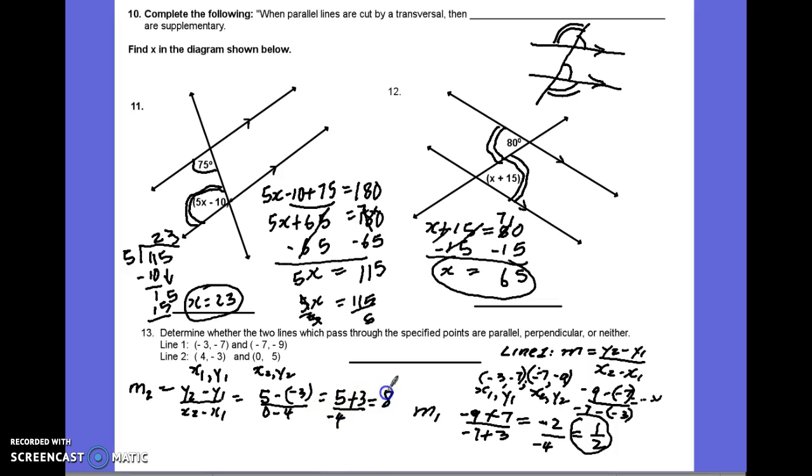5 plus 3 is 8. 8 divided by negative 4. We know 4 can go into 8 2 times. But positive divided by negative is a negative. So this is negative 2, or negative 2 over 1 would be the slope of line 2. Now here's a question. How does this compare to this? You said it. Slope of line 1 is the negative reciprocal of the slope of line 2. So I would say that line 1 is perpendicular to line 2.